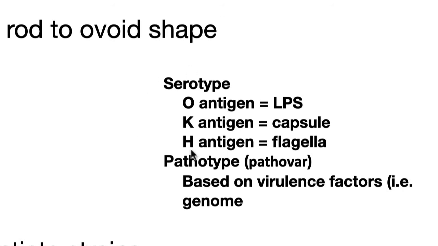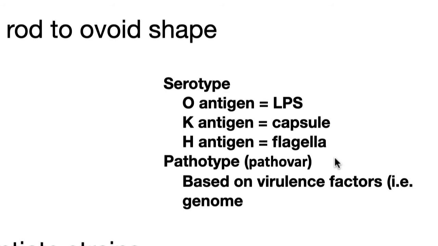Serotyping is basically using antibodies that react with different parts of the organism. There will be antibodies that react with the O antigen, which is the LPS, the K antigen, which is the capsule, and the H antigen, which is the flagella. These will then sometimes be used to type the strain. So O157:H7, E. coli O157:H7, is a very famous strain that causes significant illness, and that is being serotyped.